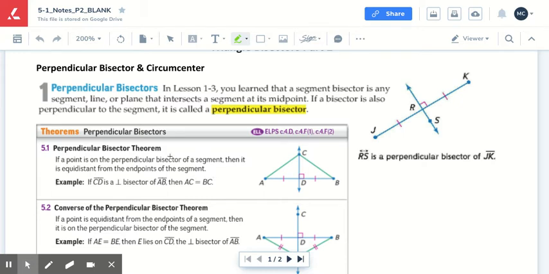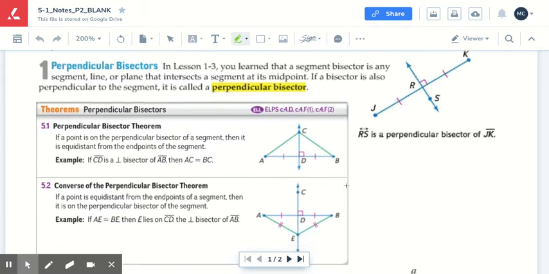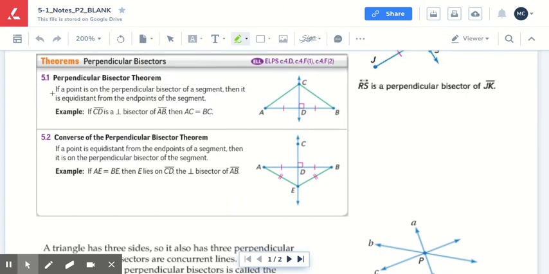So let's talk about perpendicular bisectors first. First of all, a quick review on some theorems on the perpendicular bisectors. It says if a point is on the perpendicular bisector of a segment, then it is equidistant from the endpoints of the segment. So this point right here would be equidistant from the endpoints, and each of these line segments would be congruent as well, because point D is on the perpendicular bisector.